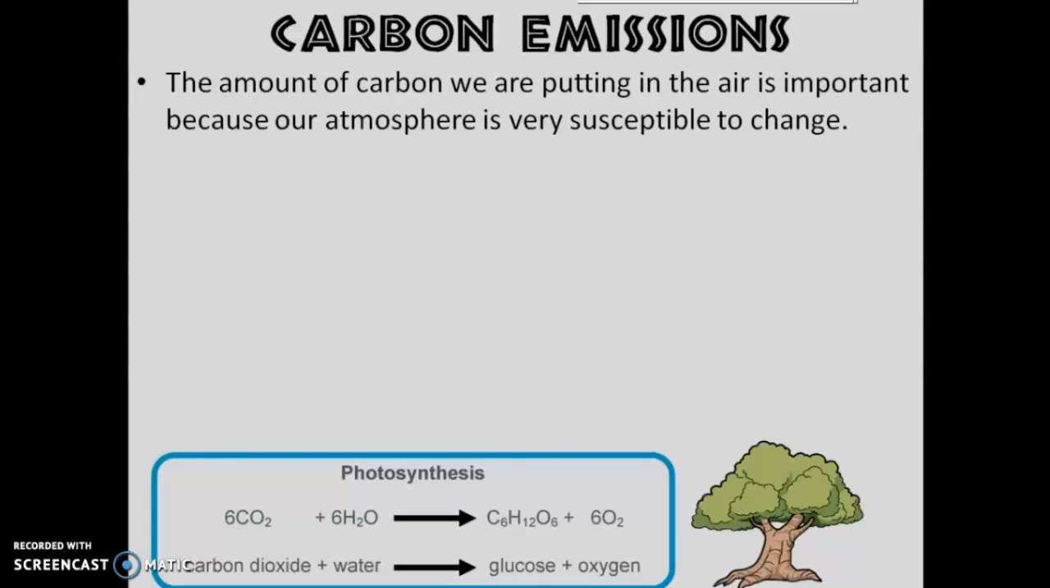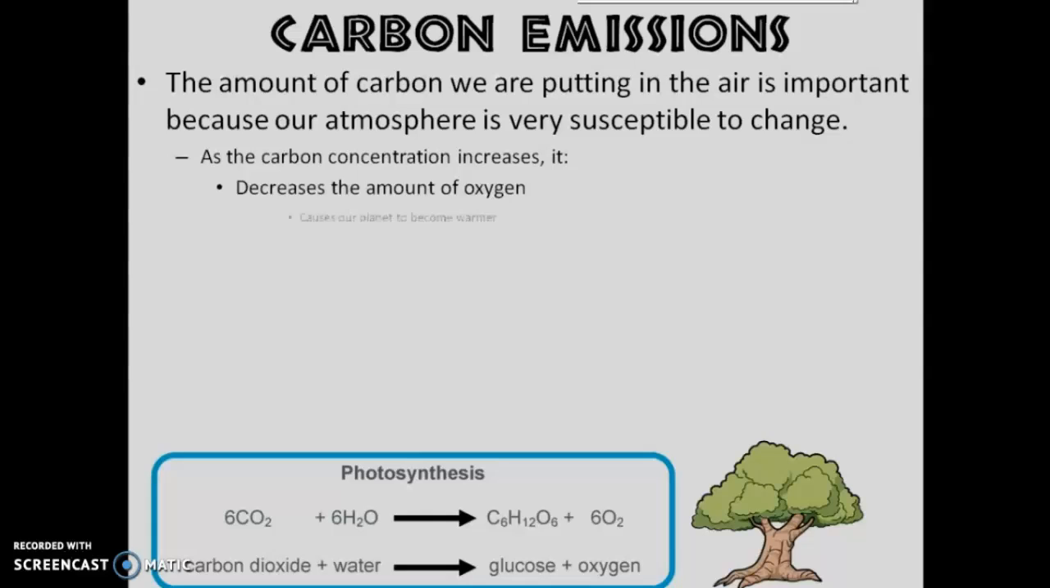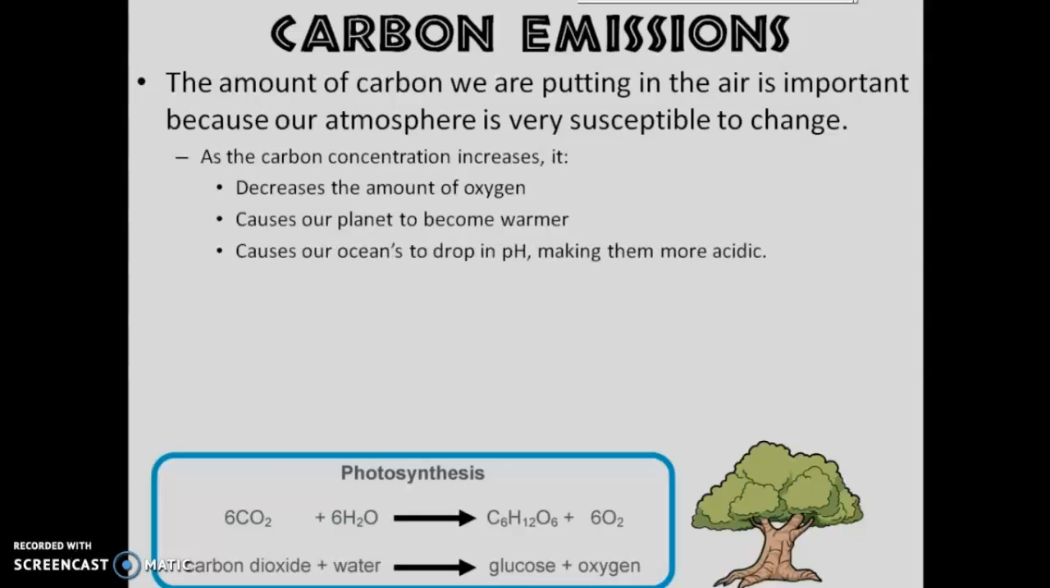The reason why we are concerned about how much carbon we're putting into the air is because our atmosphere is very susceptible to change. As we get more and more carbon, our atmosphere actually becomes almost more weak because of the carbon concentration. As carbon increases, it decreases the amount of oxygen, which is super important for us because we need it for our bodies to function properly. It causes our planet to become warmer. It can also cause problems with our marine life because it can cause oceans to drop in pH, making them more acidic, which is very detrimental.